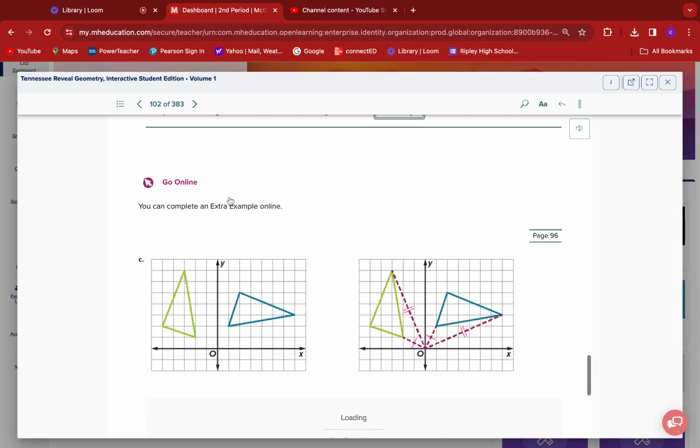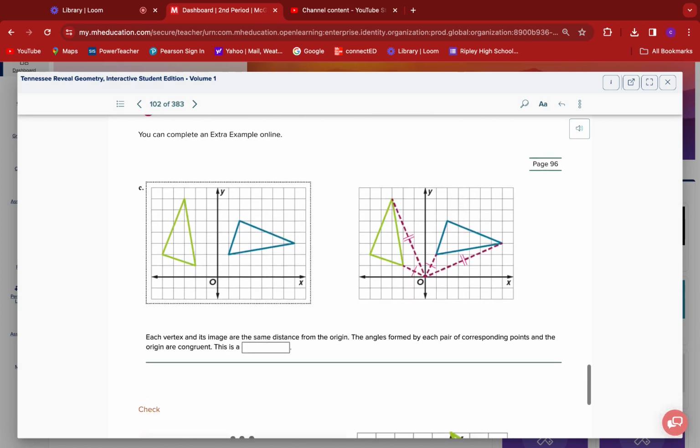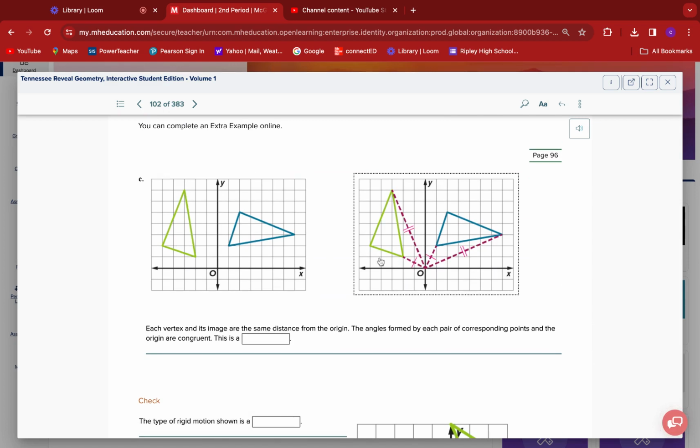Yep. All right. And part C, looks like this is a rotation because I'm turning the figure and making it face a different direction. Although counterclockwise is the default, so going this way. This is rotation.